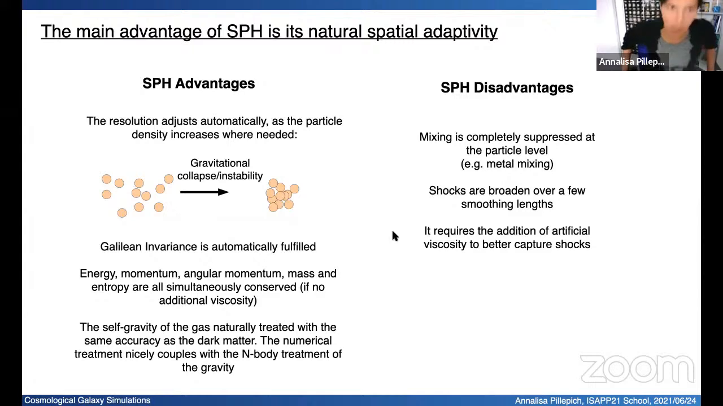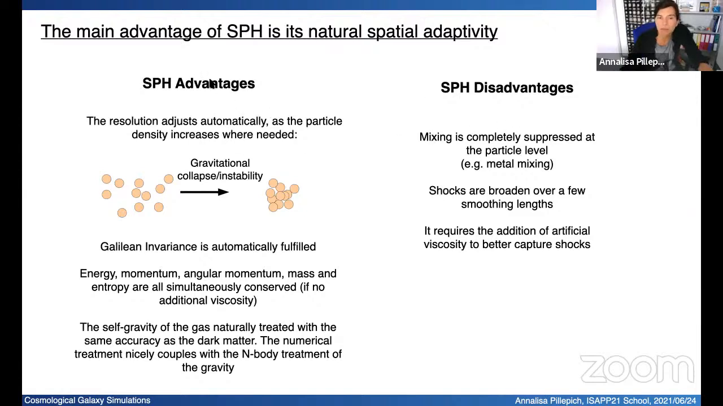So as you might have heard, there are different advantages and disadvantages of SPH. The advantages are that the resolution adjusts automatically because the particle density increases where it is needed. The particles' dynamics are also solved for gravitational collapse, and gravitational collapse brings more particles where the density is higher. And so this is essentially naturally adaptive. The so-called Galilean invariance is automatically fulfilled, etc.